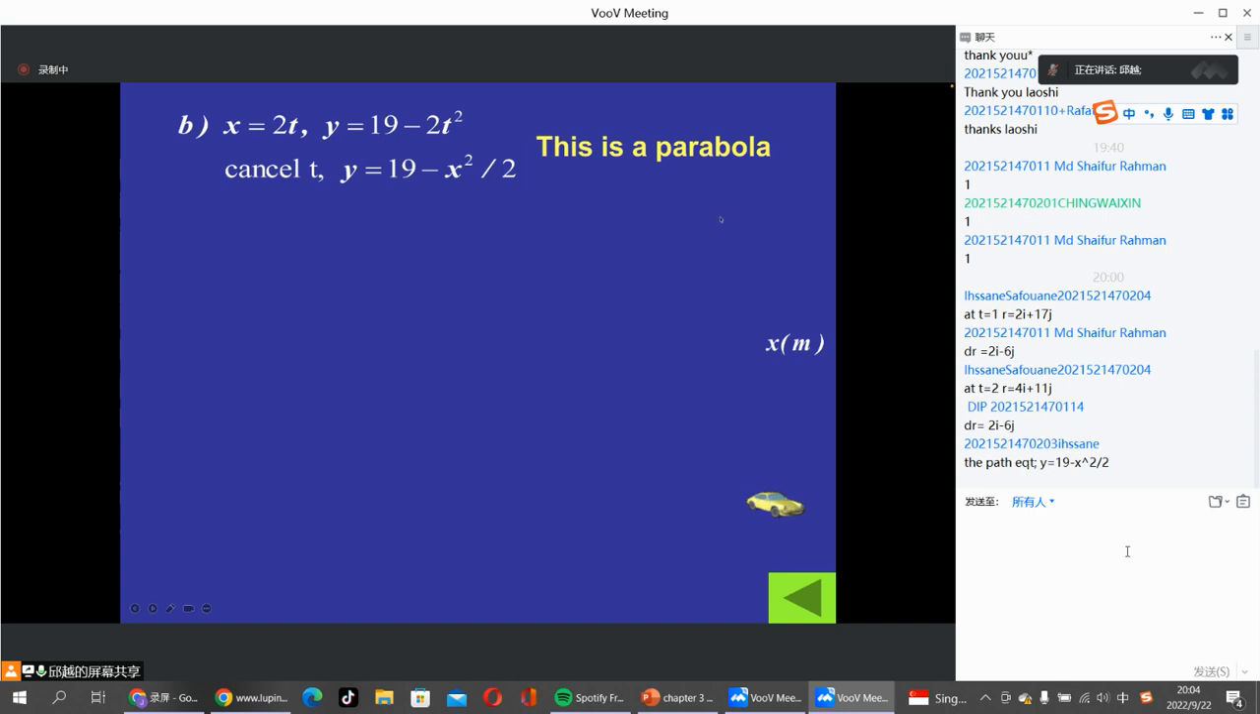And this is a parabola. We can draw the trajectory equation in this plot.